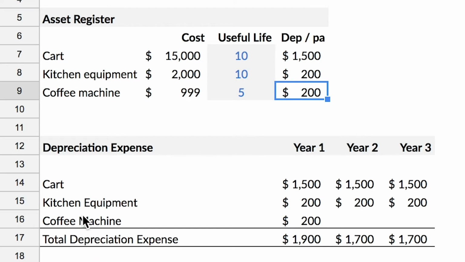Now, effectively, what we've done down here in the model is just show the breakdown of depreciation expense. So the cart, we're depreciating $1,500 a year, and those assumptions have just been pulled from this annual amount. Again, kitchen equipment, $200 a year, and the coffee machine is only pulling for year one for some reason, but we need to do it for years 2 and 3.